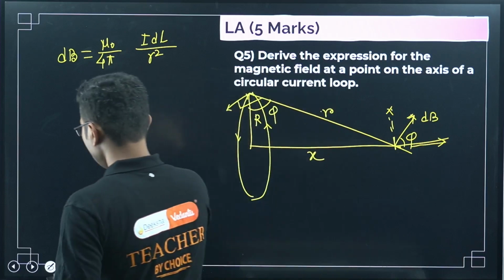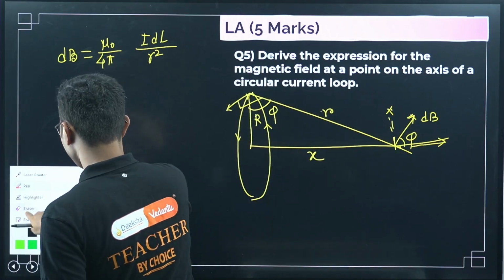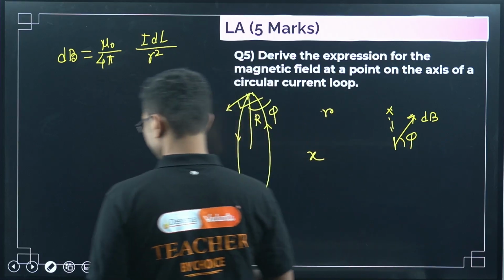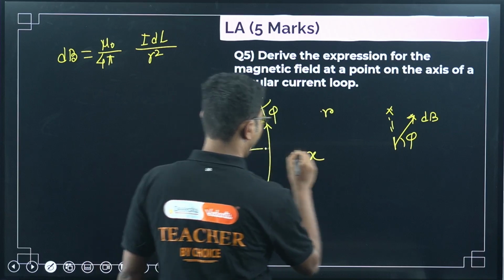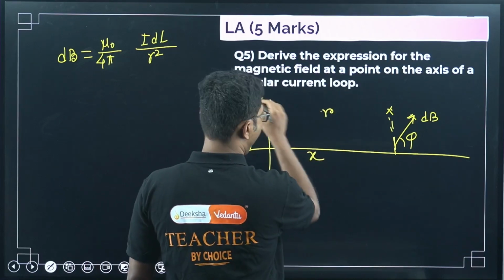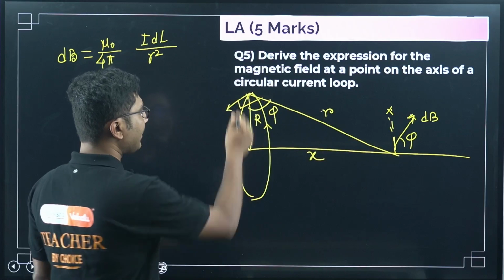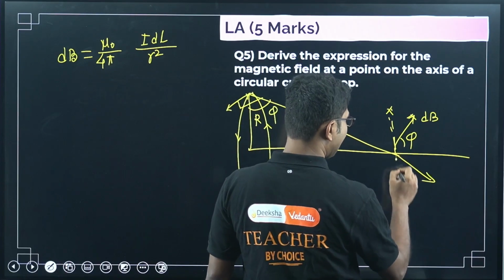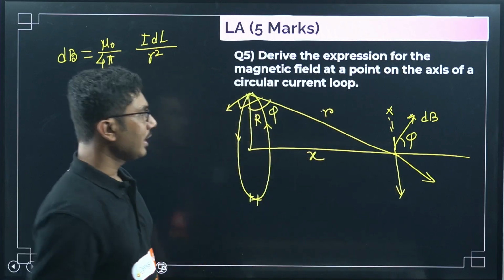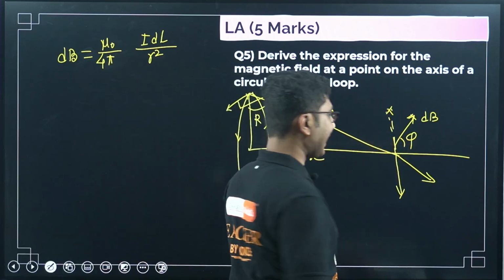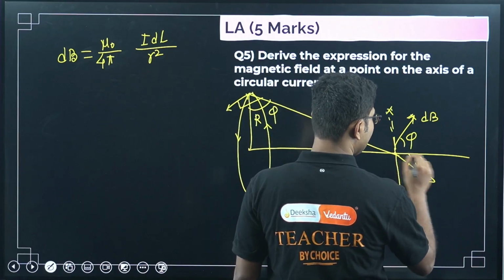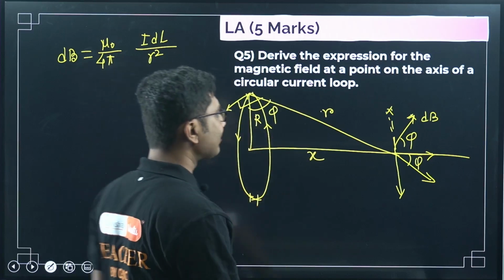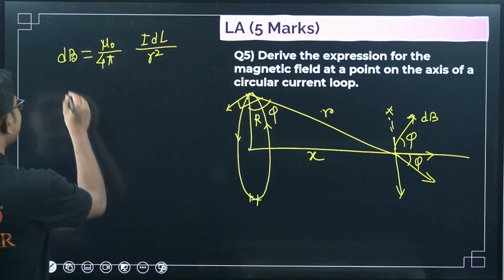But interestingly, what will happen is, if you take the diametrically opposite point here, then you will find a dB along this direction and it will have a component here. So the y components will cancel each other, but the x components, they will also have some angle phi, so the x components will be adding up. So y components will cancel each other, but x components will remain. So the only thing that you have to calculate is the x component.